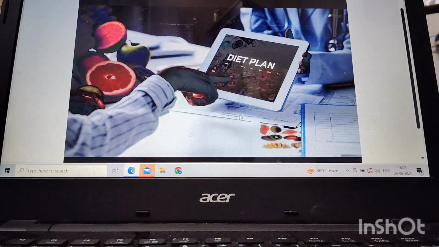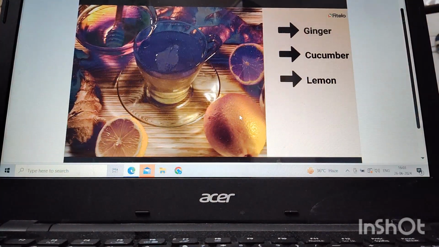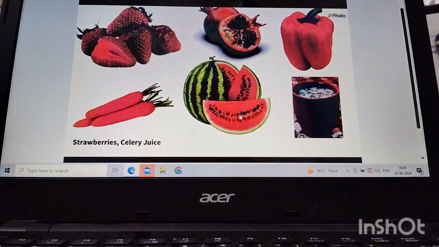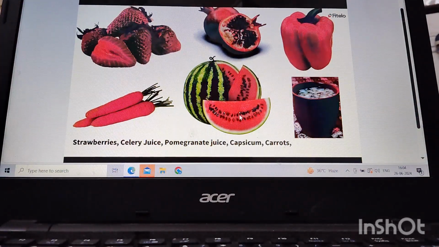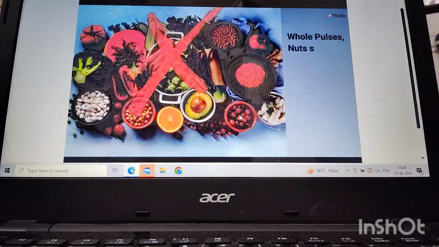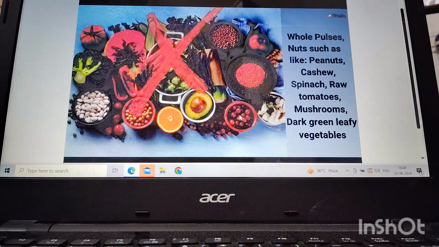Now, after the disease condition, let's talk about how a dietitian can plan the diet. A dietitian can include ginger, cucumber, lemon, coconut water, strawberries, celery juice, pomegranate juice, capsicum, carrots, buttermilk, watermelon. And the food items which a dietitian should not include are whole pulses, nuts such as peanuts, cashew, spinach, raw tomatoes, mushrooms, brinjals, dark green leafy vegetables and tomato soup.